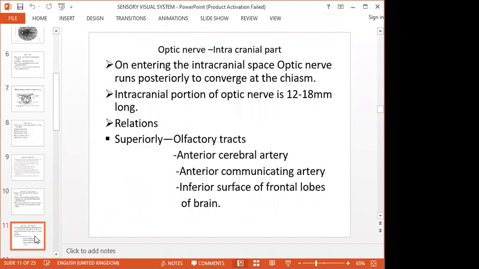The intracranial part now, from the eyeball, intraorbital part, intracanalicular part through the bony canal, thinnest on the medial side. Then you go into the intracranial part. This is the intracranial part. On entering the intracranial space, the optic nerve runs posteriorly to converge at the chiasma. The two optic nerves join at the chiasma.